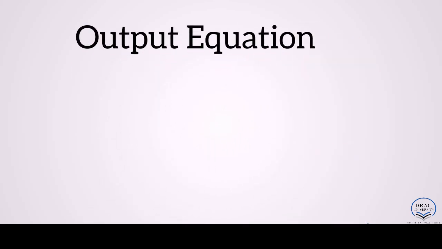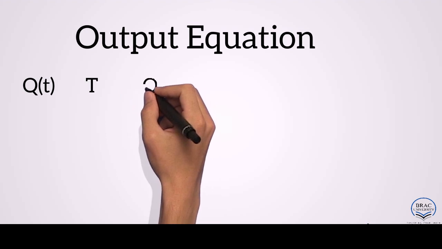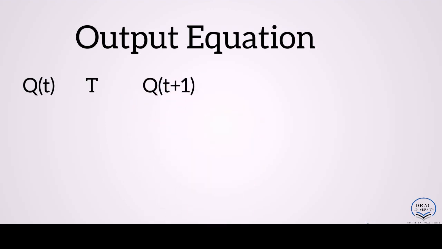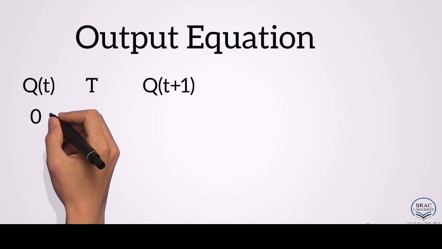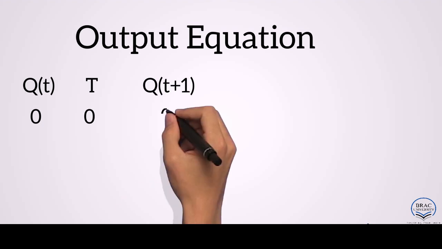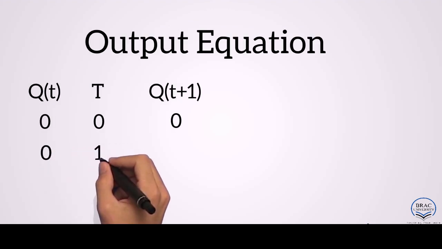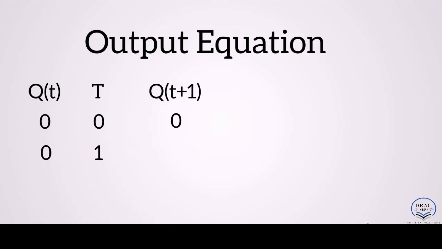So if we want the output equation for T flip-flop, firstly we will need the truth table. In the truth table, Qt and T will be our input and Qt plus 1 will be our output. In the first combination, T equals to 0, which means this is a no change operation. So the value of Qt will be the value of Qt plus 1, which is 0. In the next combination, the value of T is 1, which is a toggle operation. So the value of Qt is 0, hence Qt plus 1 will be 1.